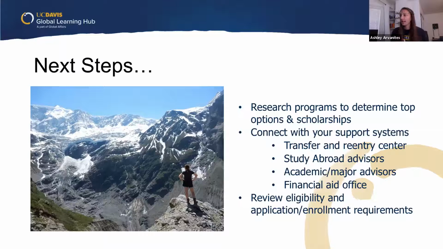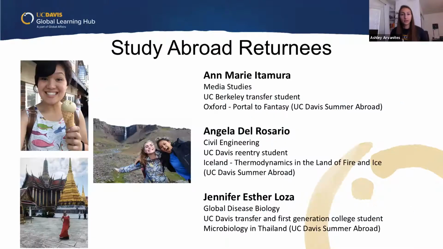And then finally, the next thing to look into is to take a look at the eligibility requirements, the application process and timeline, as well as to start looking into some scholarships and financial aid to see what your aid package might look like.